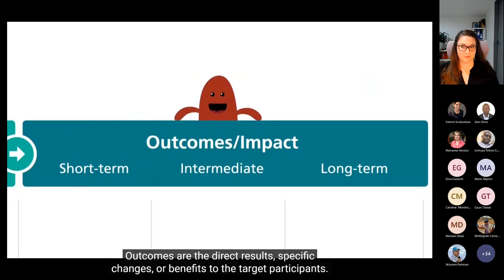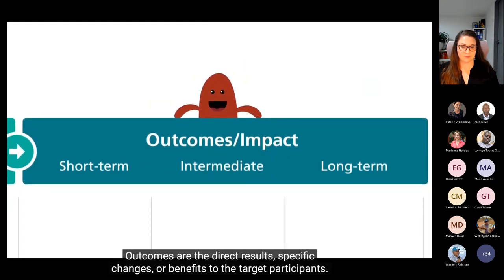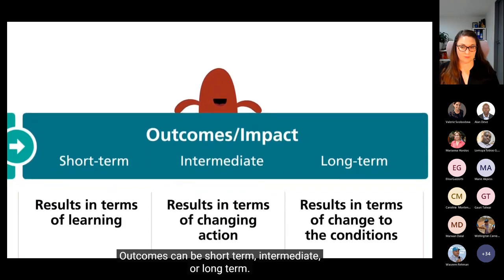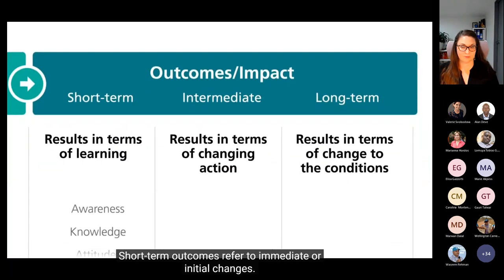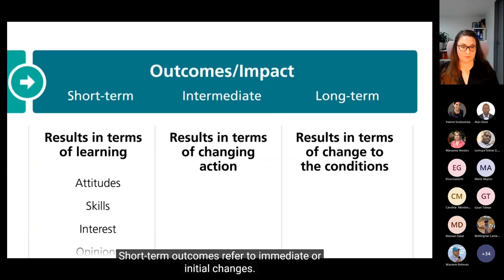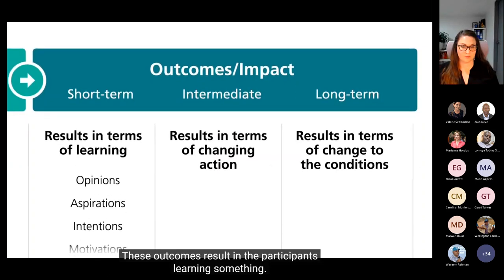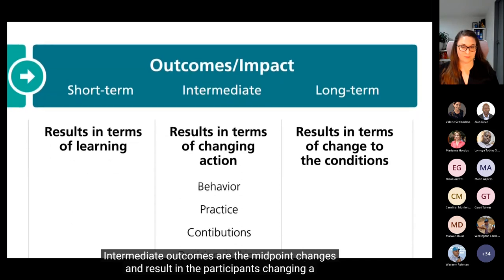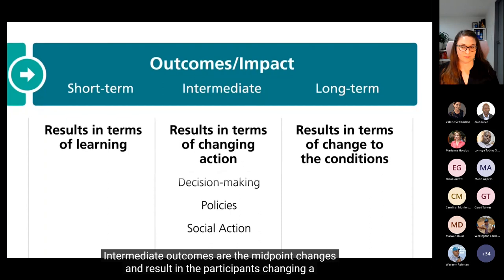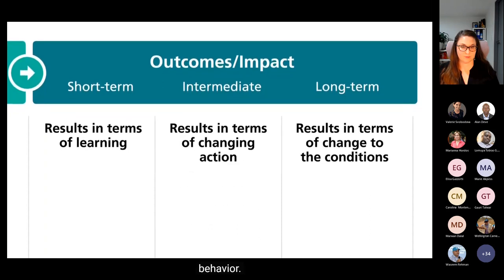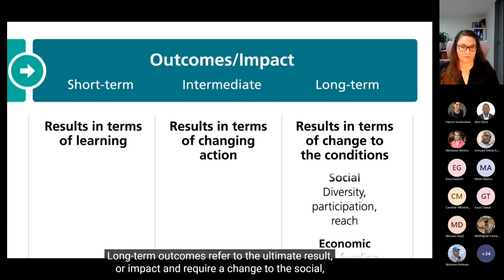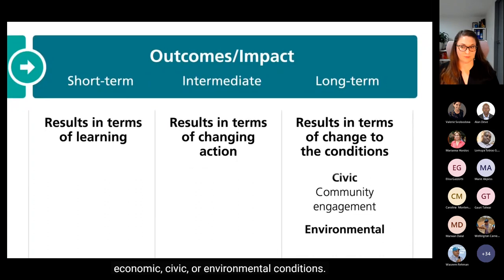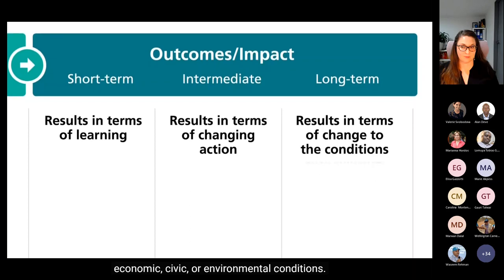Outcomes are the direct results, specific changes, or benefits to the target participants. Outcomes can be short-term, intermediate, or long-term. Short-term outcomes refer to immediate or initial changes. These outcomes result in the participants learning something. Intermediate outcomes are the midpoint changes and result in the participants changing a behavior. Long-term outcomes refer to the ultimate result or impact and require a change to the social, economic, civic, or environmental conditions.